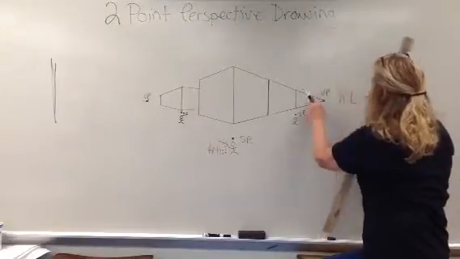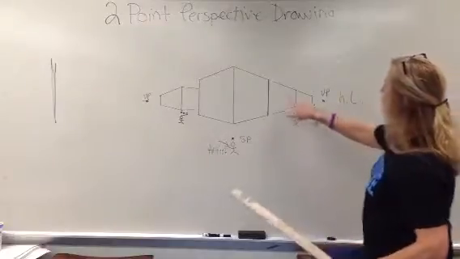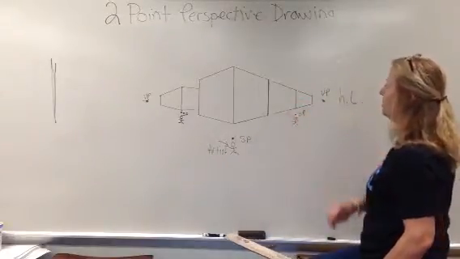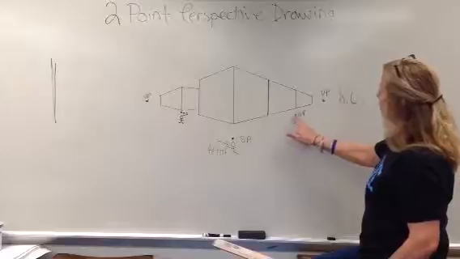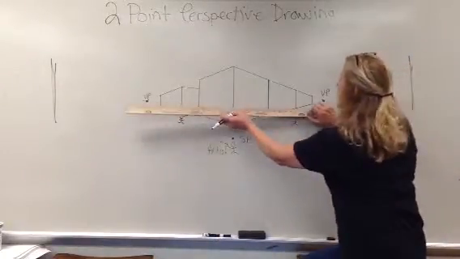There we go. There. Now we have to do the left side, the top and the bottom. We're working on the left of where we're standing, so we're going to use the left vanishing point. Remember, left, left, right, right.